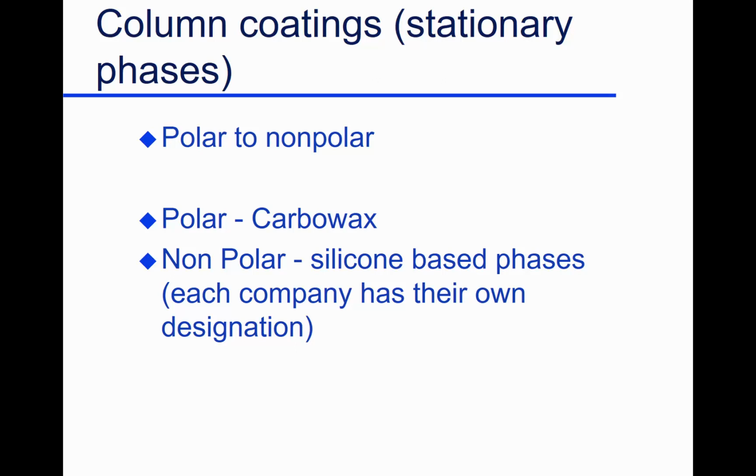Column coatings. I think I probably mentioned this. They range in polarity. Most polar is the carbowax. That's what you're using for fatty acids. Non-polar, silicone-based. And every company, of course, names them as they want. And so they'll make their product, and it'll be Hewlett-Packard such and such, or it'll be an Agilent such and such, or Waters. And so they can be exactly the same material, but a company chooses to call them their own name.